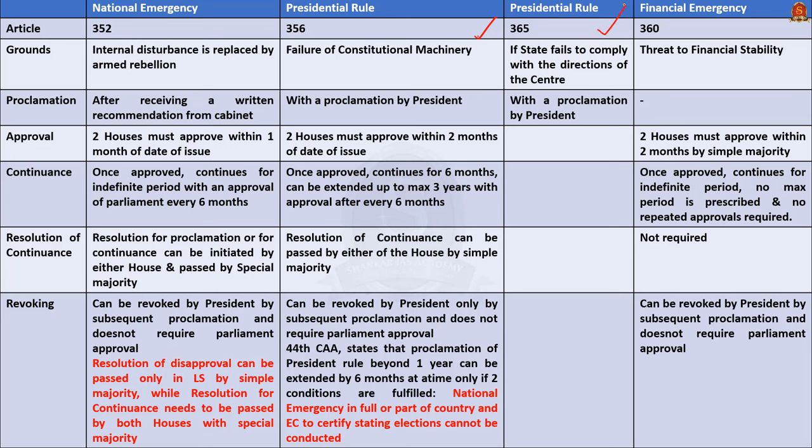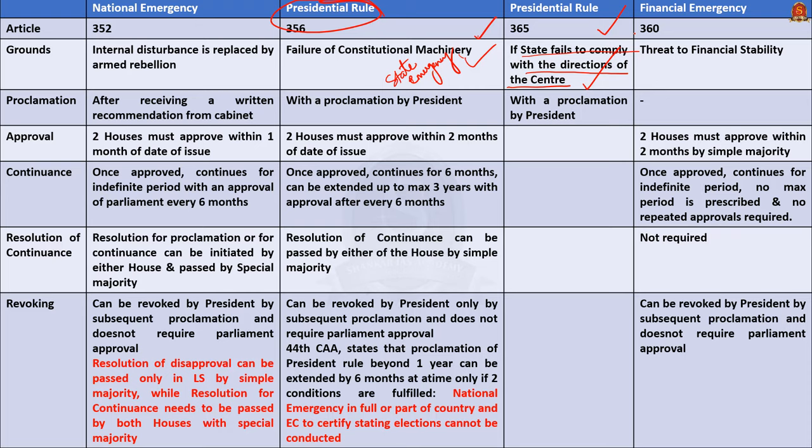As per Article 355, the clause imposes a duty on the center to ensure that the government of every state is carried on in accordance with the provisions of the constitution. It is in the performance of this duty that the center takes over the government of a state under Article 356 in case of failure of constitutional machinery in the state. See, this is popularly known as President's rule and it is also known as state emergency or constitutional emergency. On the other hand, as per Article 365, President's rule can be imposed if any state fails to comply with all decisions given by the union on matters it is empowered to.